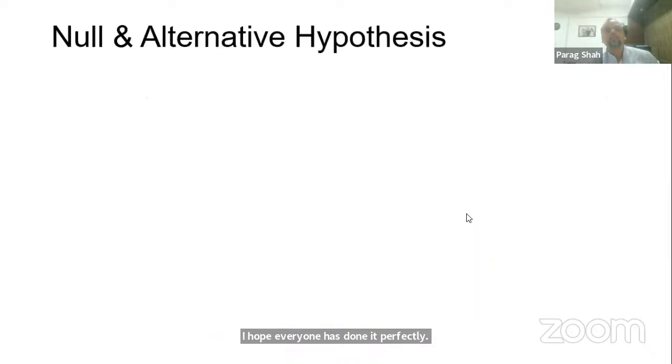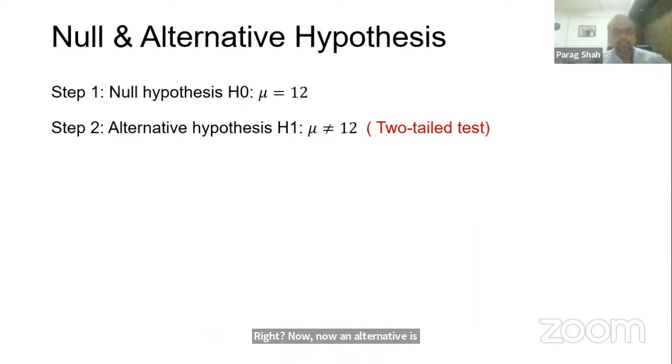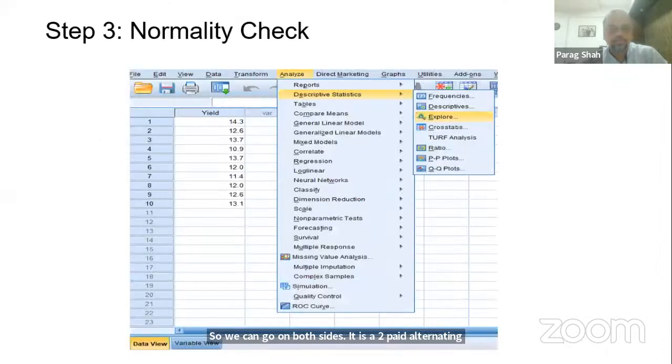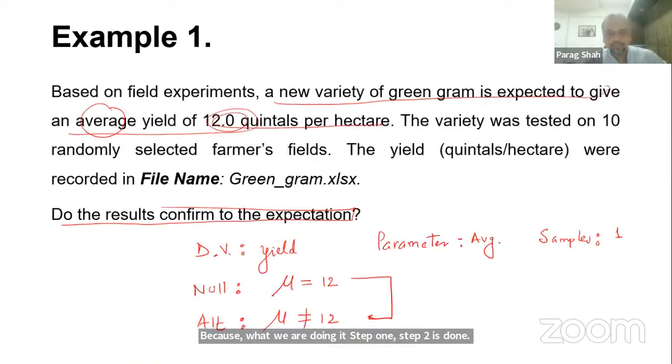I hope everyone has done it perfectly. Right? So now null and alternative are decided. Not equal to means it is a two-tailed alternative hypothesis. You know why two-tailed? Not equal to means it can be greater than also, it can be less than also. So we can go on both sides. So now I'll start. Open your SPSS if you're doing it simultaneously. Because see, step 1, step 2 is done. Step 3, so let me explain again. Step 1, step 2 is done. This is my step 1 and 2.